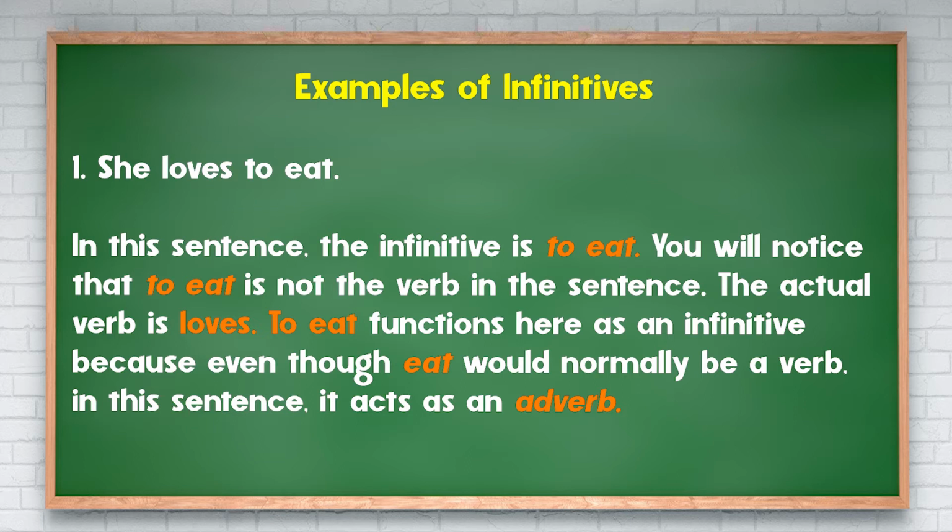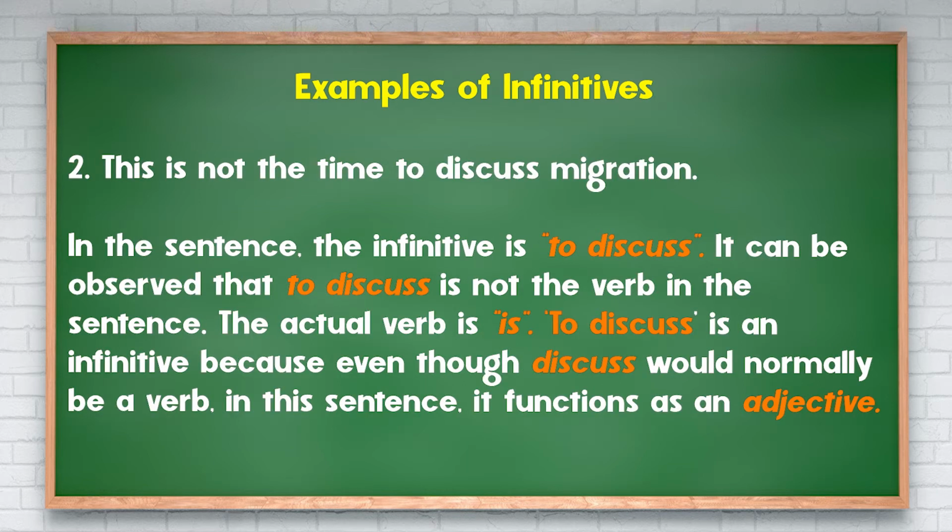Here is an example. She loves to eat. In this sentence, the infinitive is to eat. You will notice that to eat is not the verb in the sentence. The actual verb in the sentence is loves. To eat functions here as an infinitive because even though normally eat would be a verb, in this sentence it acts as an adverb.